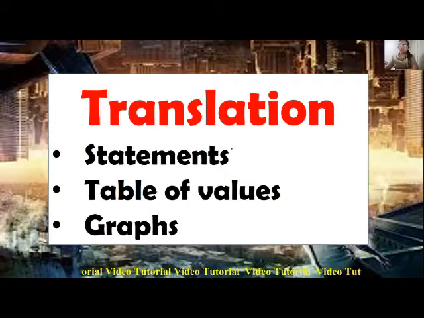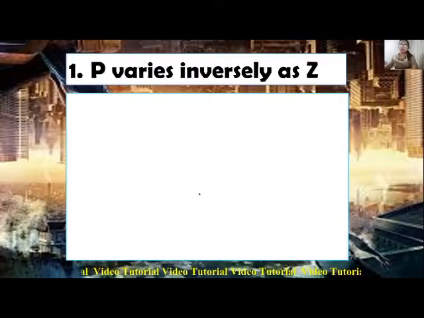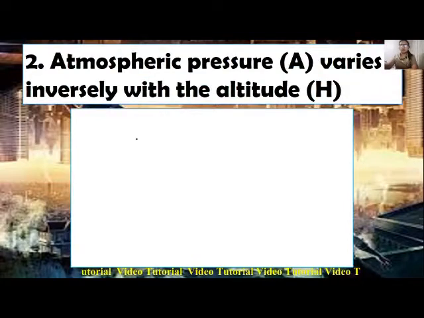For the translation, we still have to translate statements, table of values, and graphs. Let's begin with the statements. So we have here p varies inversely as z. So this will be written as p equals k over z. Next example, atmospheric pressure A varies inversely with the altitude h. This will be A equals k over h.